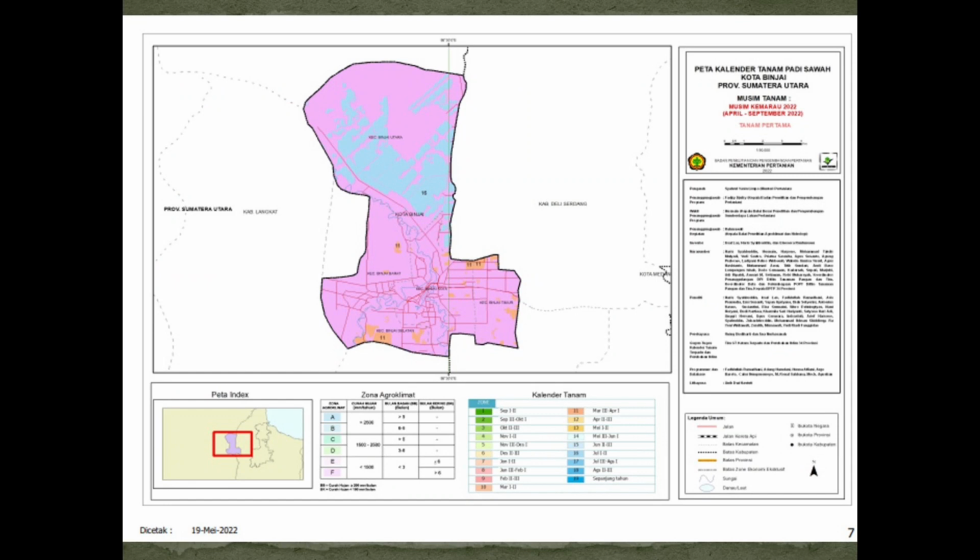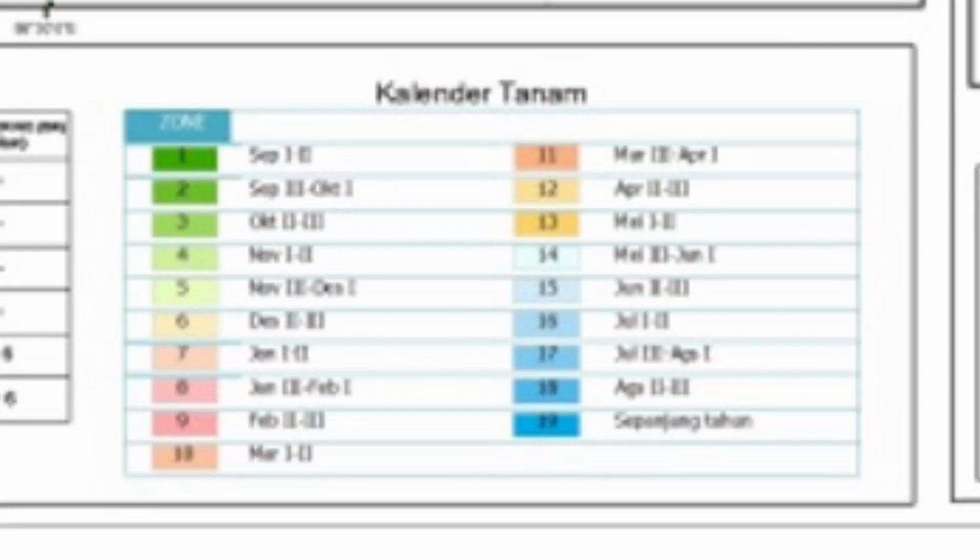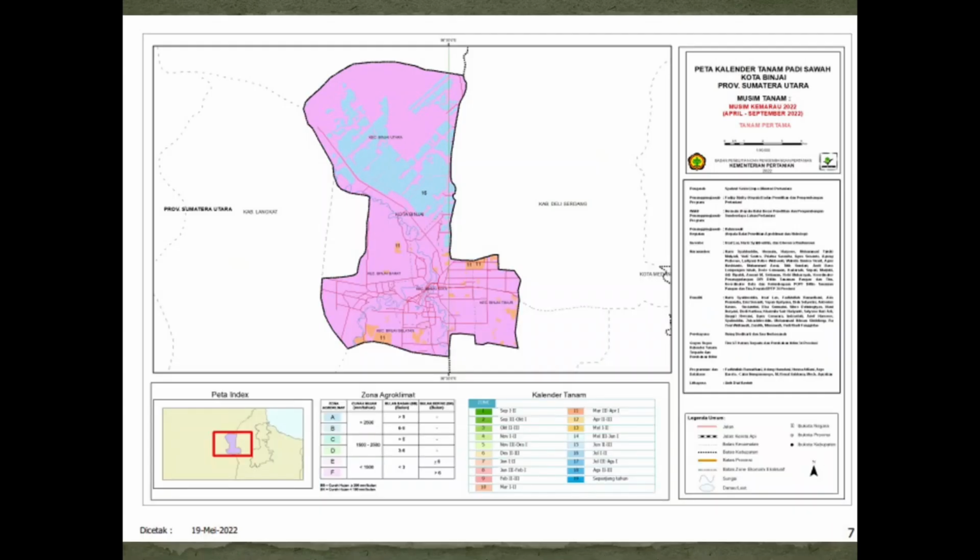This can also be an example of a calendar map of rice planting in Binjai City, North Sumatra Province. So there is a planting season. Let's say if we look at this, there are 19 planting times to plant, and the planting calendar also produces a recapitulation of how much can be planted in certain areas.